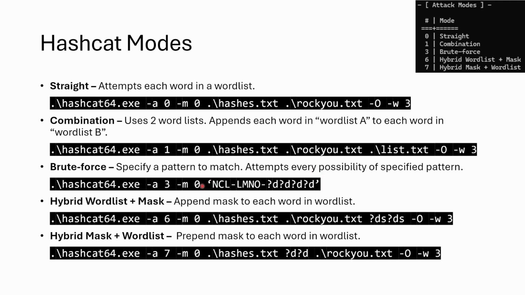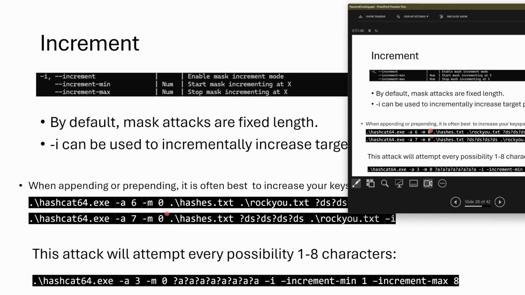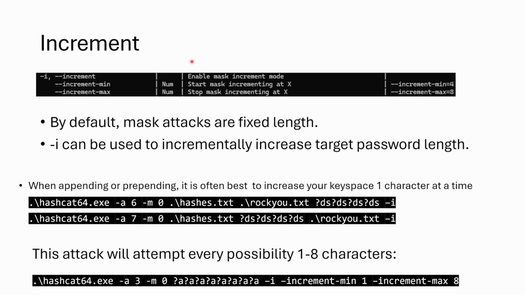This example here, this brute force example, this wouldn't try two numbers. It would only try the 4 numbers. And the last example here would only put 2 numbers in front of each entry in the word list. It would never do 1 number in front of it. So increment's a way to try multiple entries or multiple placeholders without trying all of them at once, kind of adding one by one.